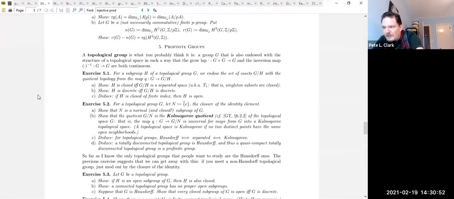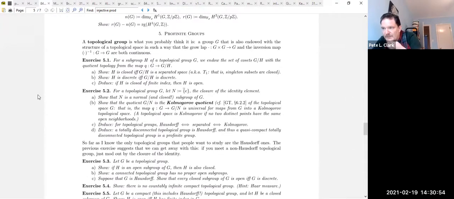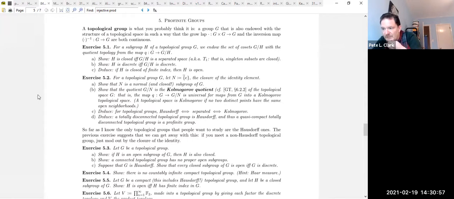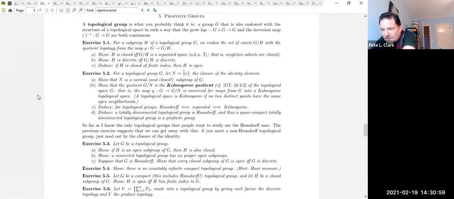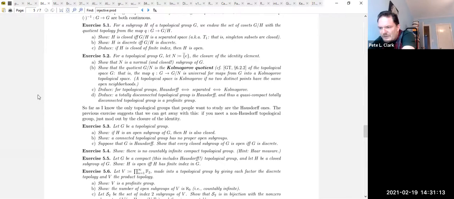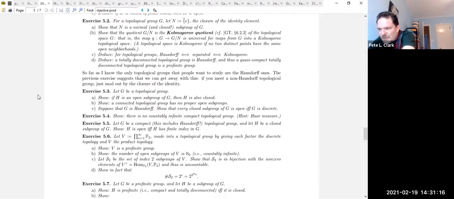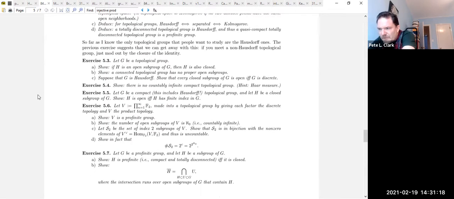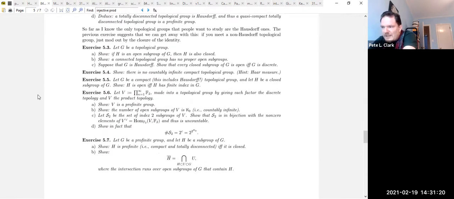There we go. Yeah, so see, there's a new section on profinite groups. The first few exercises are on topological groups in general, so just some kind of reasonable stuff. Most topological groups in practice are Hausdorff, and if you don't have a Hausdorff topological group, if you mod out by the closure of the identity, then that will give you a Hausdorff topological group. So pretty much you can assume that everything is Hausdorff. Okay. Right, this was the exercise that we just mentioned.